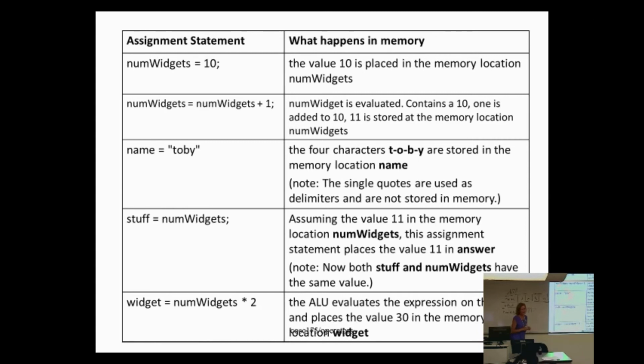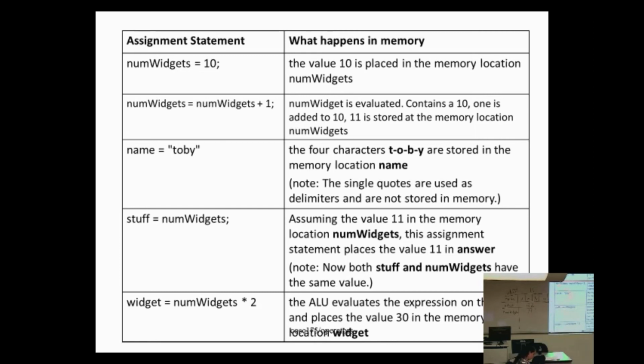All right, let's take this next expression here. Stuff equals num-widgets. What happens? We start at the right. Num-widgets is 11, so stuff gets 11. Okay, good. And then one more. Widget equals num-widgets times 2. So widget gets, okay. Does everybody follow that?